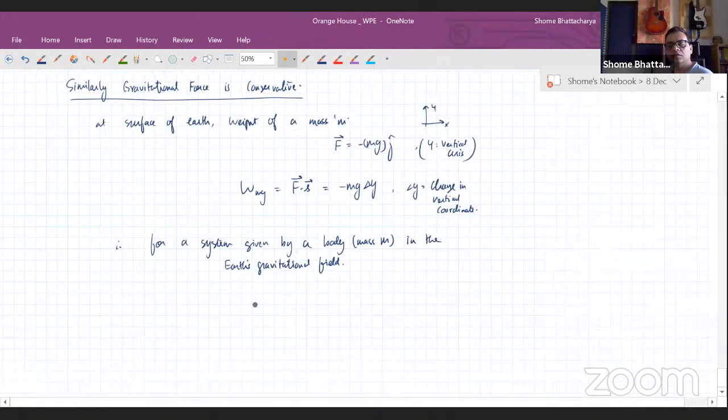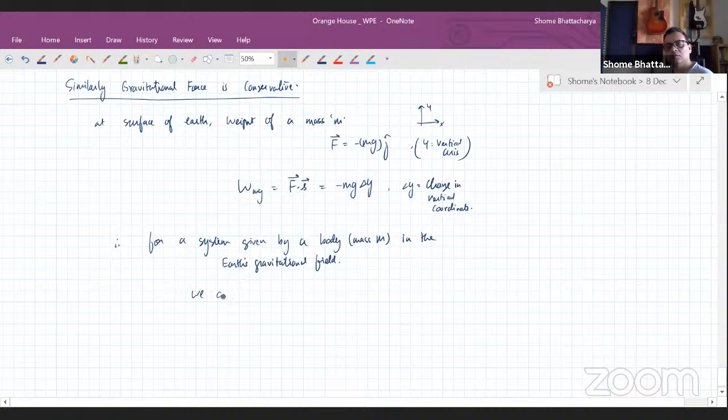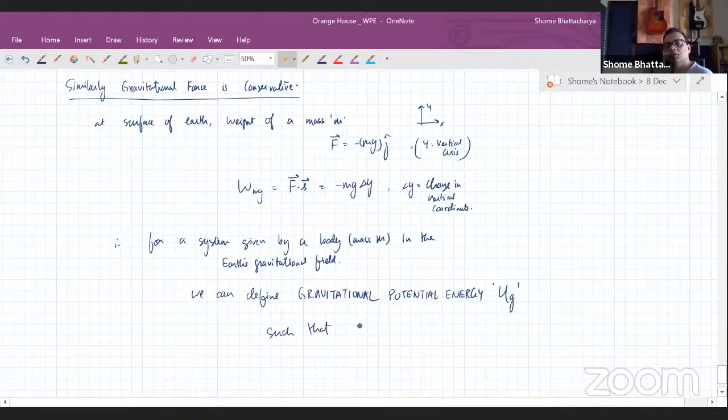We can define gravitational potential energy, say with this symbol, such that the change in gravitational potential energy is the negative of the work done by mg. So delta U gravitational is defined as mg delta y.